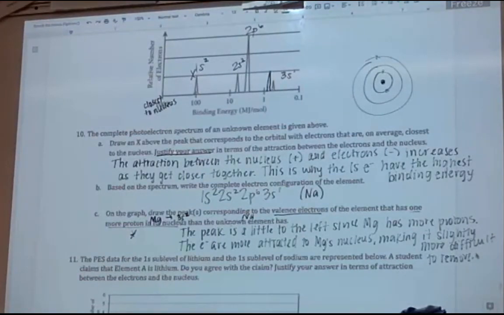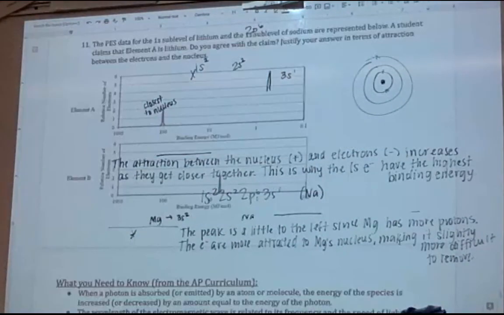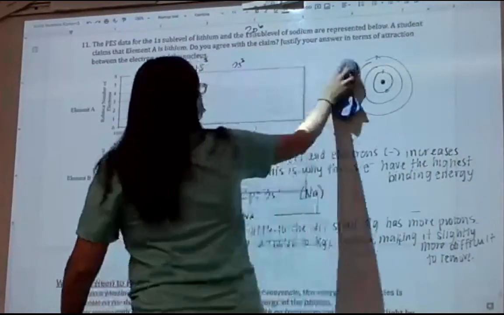So 10 and 11 are actually practice AP questions. So we're going through them together, practicing answering these. But notice again that we focus on the attraction between the protons in the nucleus and the electrons. That's essentially been our reasoning the whole time. So when we look at number 11, this is the last practice question.